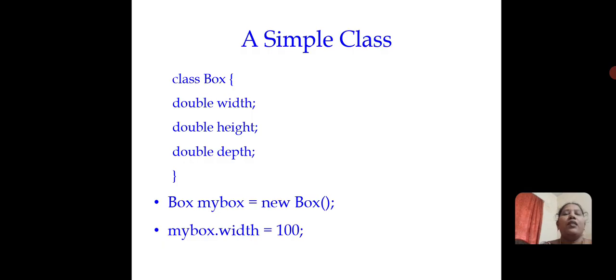For example, using the object name, myBox, you can access the instance variables within the class Box. So myBox.width = 100. That means using the myBox object you are accessing the class Box, and within that class Box you have one instance variable, width, and now you are accessing it outside of the class and initializing its value to 100. So this is a simple example.